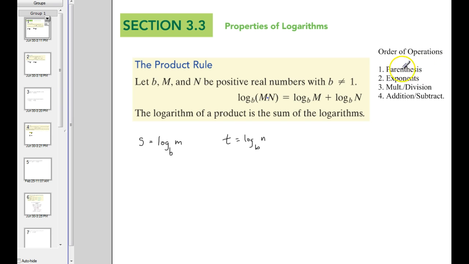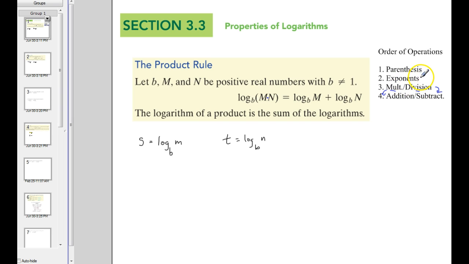We can't do anything with parentheses, but exponents, multiplication, division, these other operations, when we go inside a logarithm, we have an operation, multiplication. What these properties do is take us down a step in the hierarchy. So multiplication inside the log, we can write as addition of two different logarithms. Division, we'll see that property next, we can write as subtraction of two different logarithms.